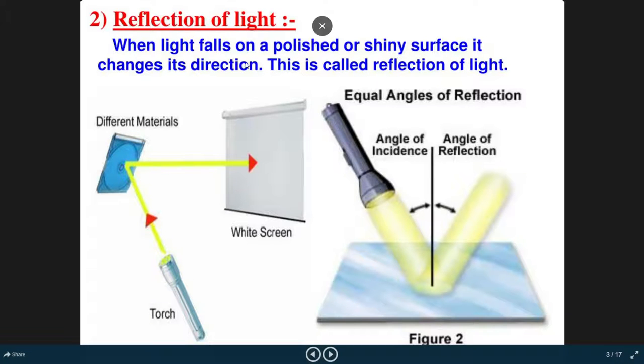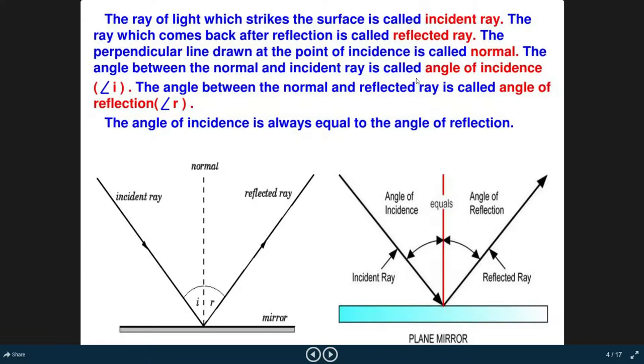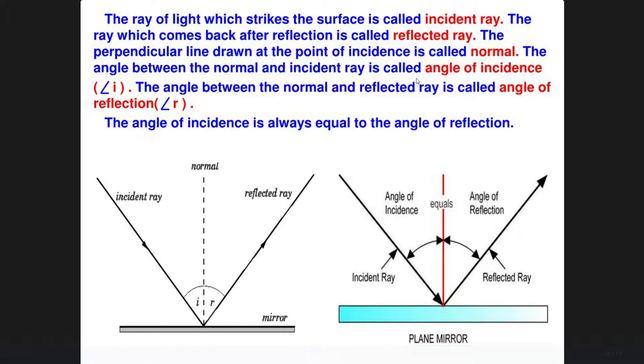So this is known as reflection of light. The ray of light which strikes the surface is called incident ray.